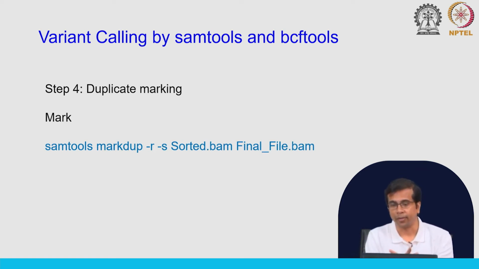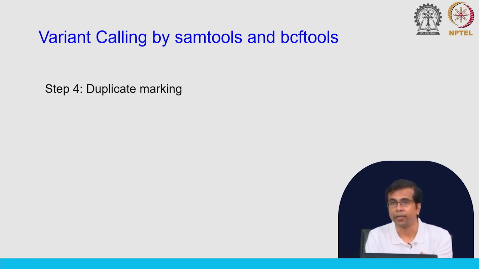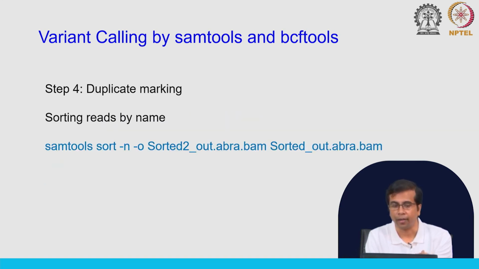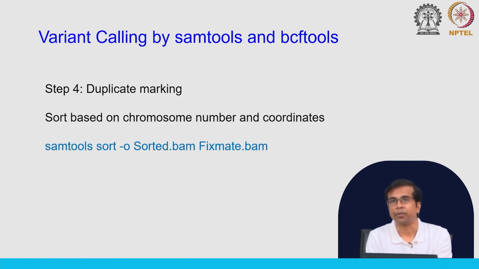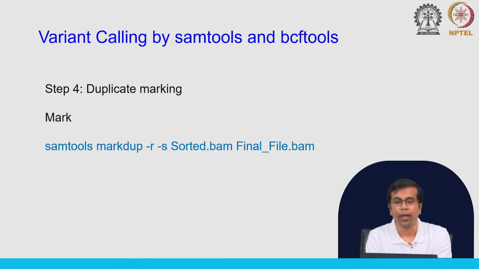So this is actually 4 steps. First, after the realignment, we sort reads by name using the SAMtools sort command with the -n option. Once we have done that, we use the fixmate command, which identifies the mates, fills in the mate coordinates and calculates the insert sizes. Then we sort again based on chromosome number and coordinates, because duplicates are identified by their positions in the reference sequence. As we have discussed, they should start at the same position and end at the same position. And finally, the actual marking, which is the markdup command that we can execute.